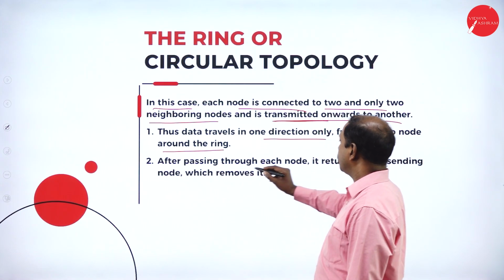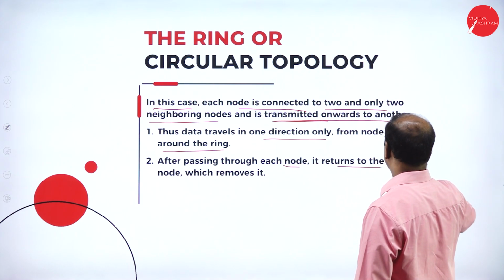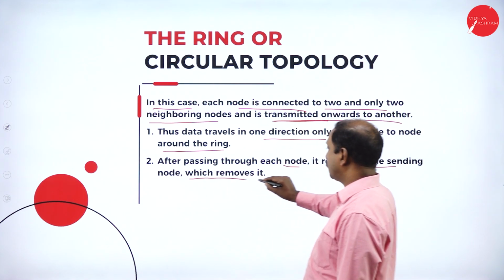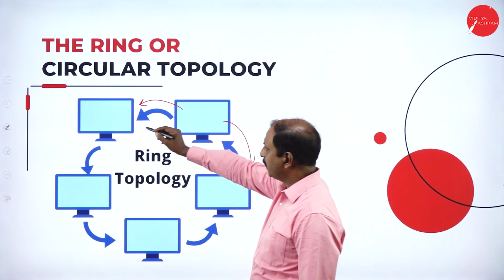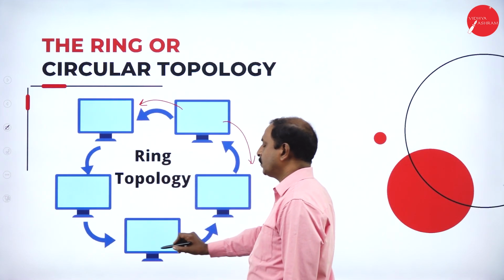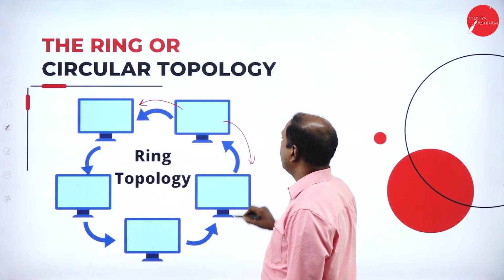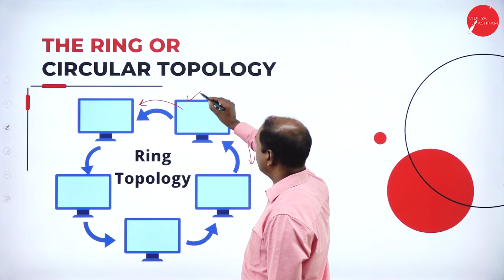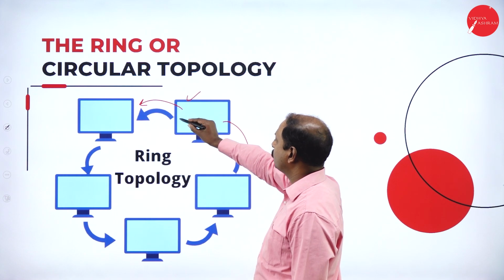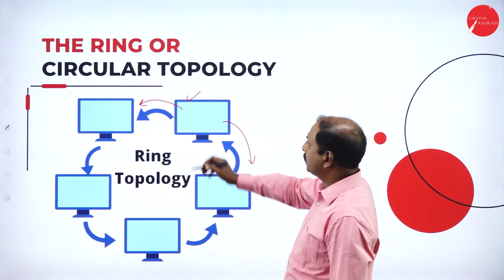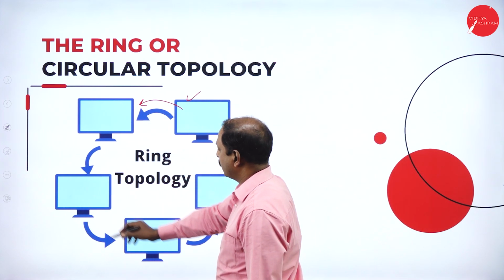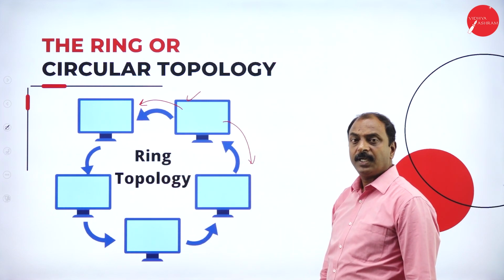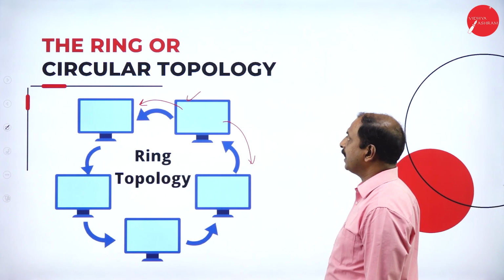Here, after passing through each node, it returns to the sending node, which removes it. So all the data is going to pass over the network, and once after passing through the nodes, any data or signal returns to the sending node, and from here it is removed from the network. So this is a ring topology where all the nodes or computers are connected to each other in the form of a circle or a ring. So it is referred to as ring topology.